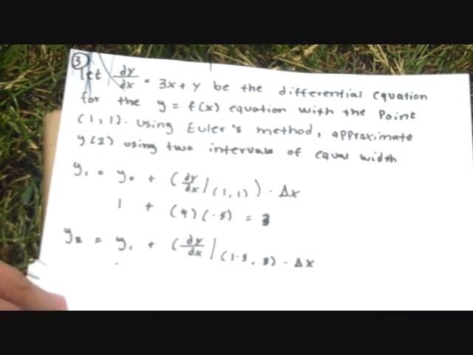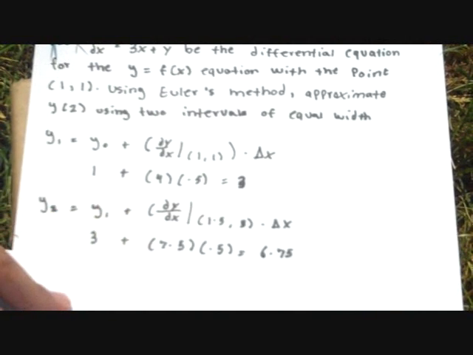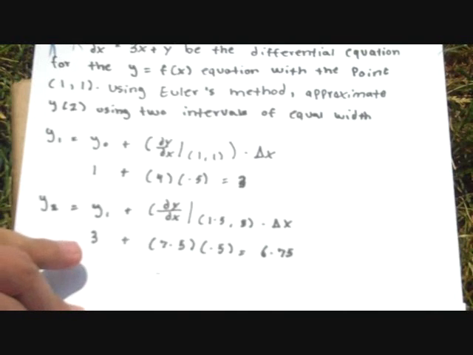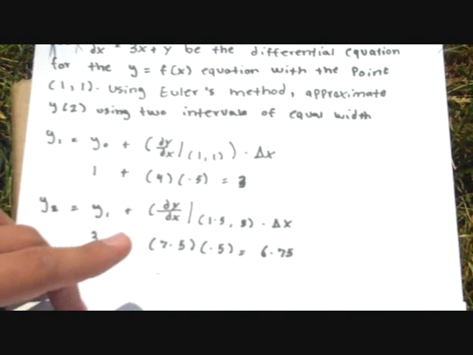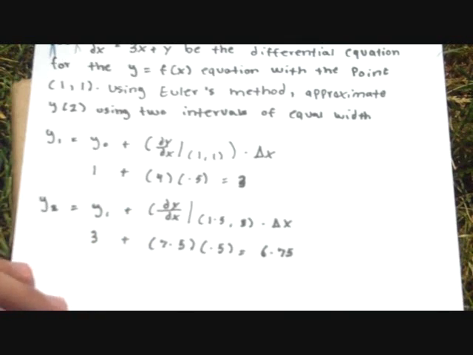Now we have to do the second part, y of 2. To find that, we take y of 1, which we just found, plus dy/dx at (1.5, 3) times delta x, which is 0.5 again. So plugging in our numbers, we get 3 plus 7.5 times 0.5, which is equal to 6.75. So the final answer, y of 2 equals 6.75.